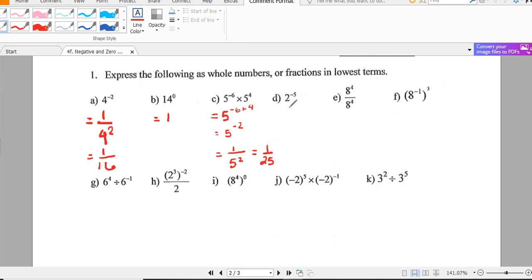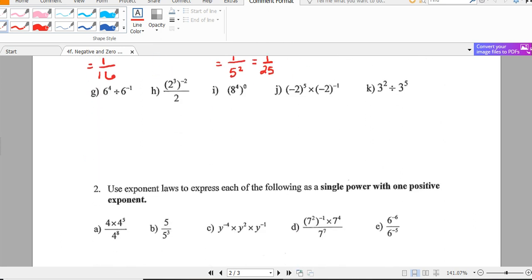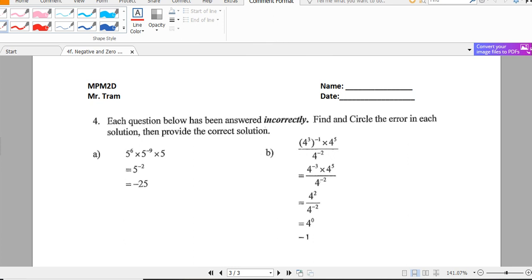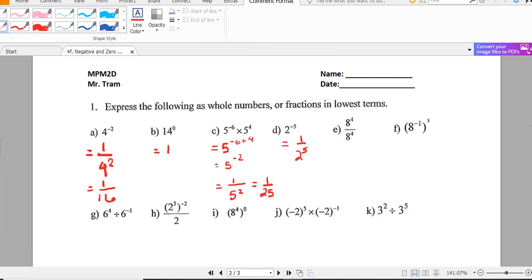Okay, next one, same thing. This would give us 1 over 2 to the exponent 5, and so forth. Okay, now you can figure out the rest of these on your own. There is one I want to bring your attention to just to make sure that you remember this last exponent rule. Sorry. Okay, and that's this one right here.